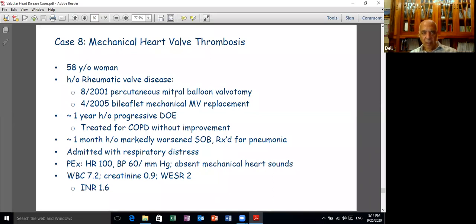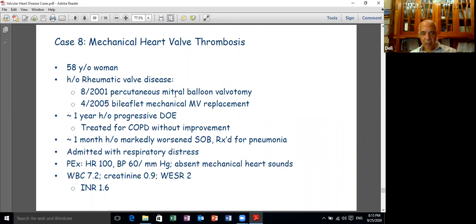She has a 1 year history of progressive shortness of breath, diagnosed as COPD, treated for the COPD without evident improvement. 1 month ago, she was diagnosed as having pneumonia, got antibiotics, and still did not improve. Admitted with respiratory distress, heart rate 100, she is shocked. Blood pressure is 60 millimeters of mercury. There is absent heart sound, so it's clear that she has problems with valve opening or closure.